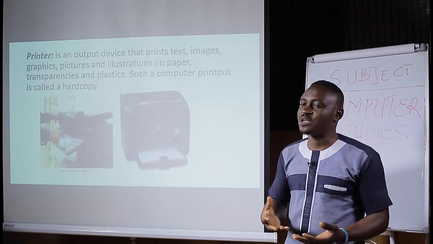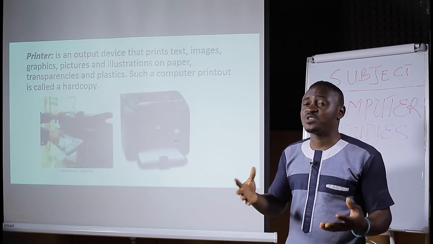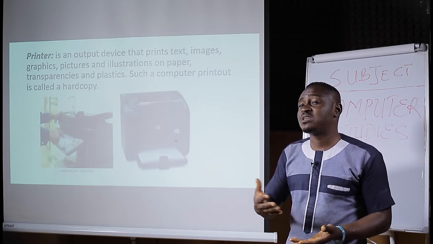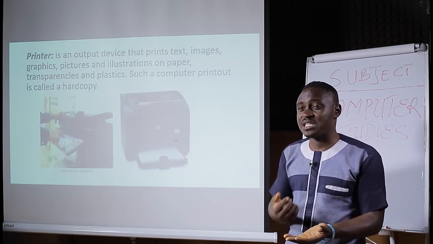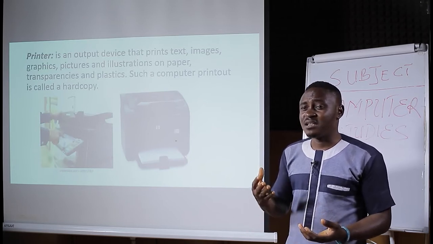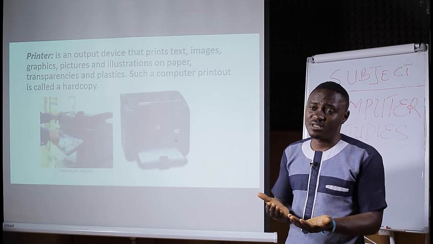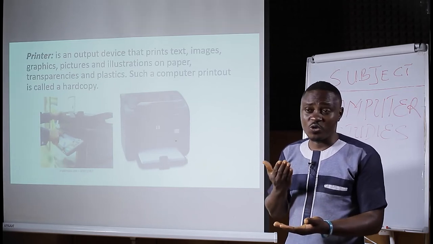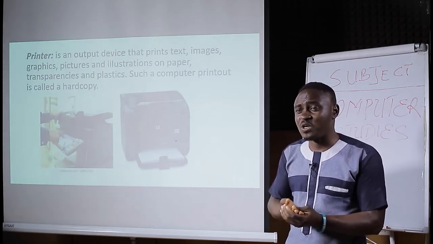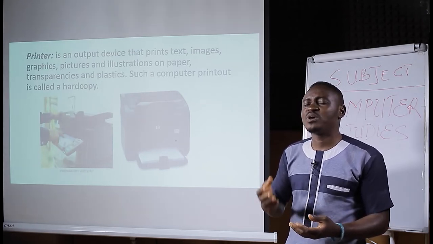The monitor displays your soft copy, while the printer displays your hard copy. Hard copies are those pieces of information, or those things you've typed, or information you have stored in the computer that you can't touch. The printer enables you to see those things in what? A tangible form. When you snap a picture with a digital camera, or with your phone, you are only able to view it on your phone, or in your computer. But for you to have a tangible hard copy, which you can keep at home or work with, you need what we call a printer.